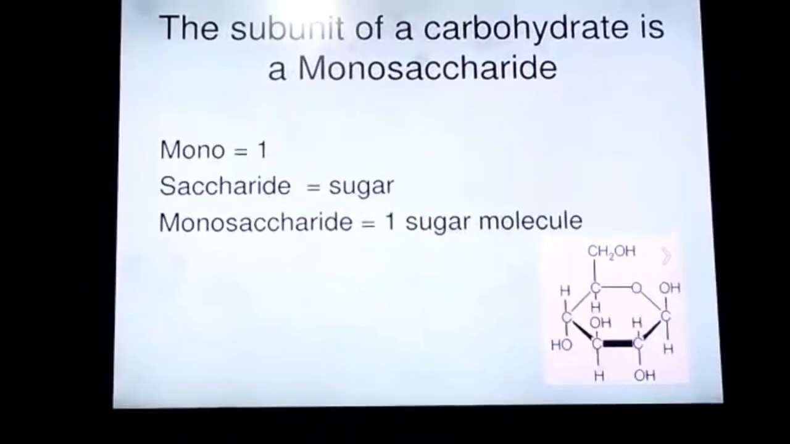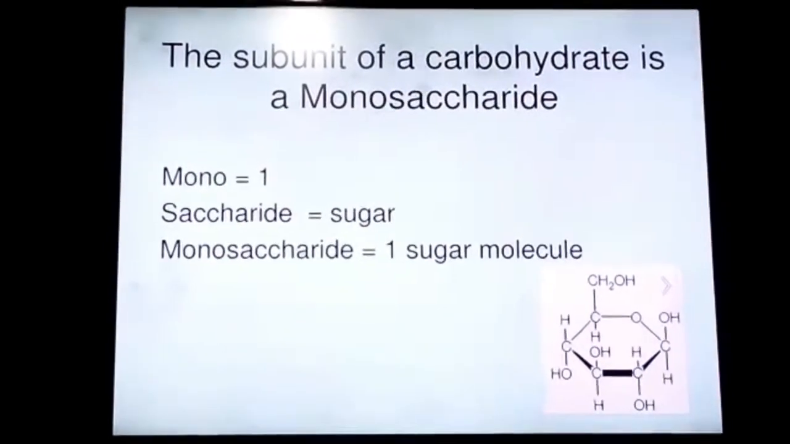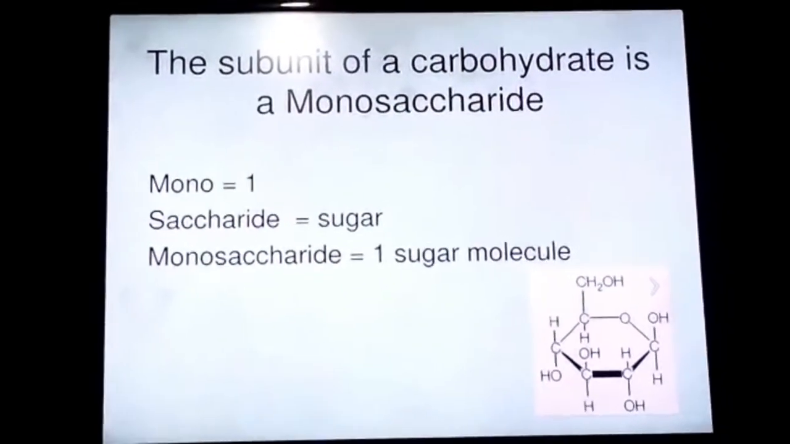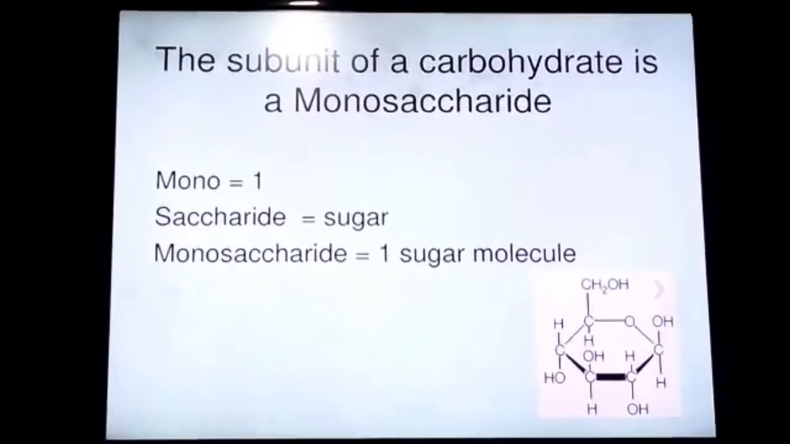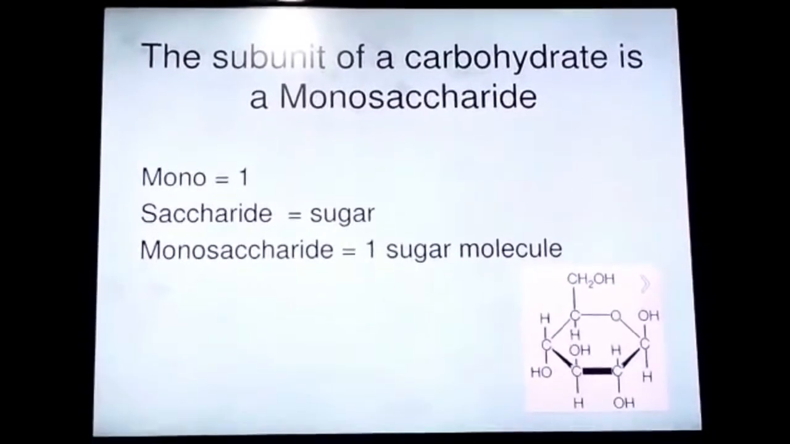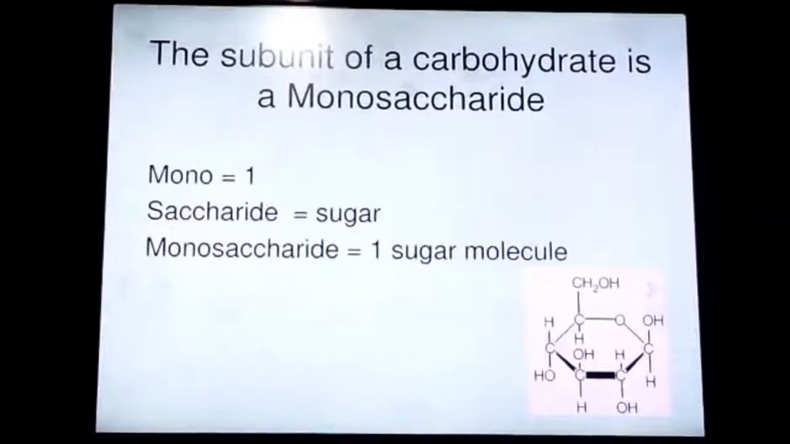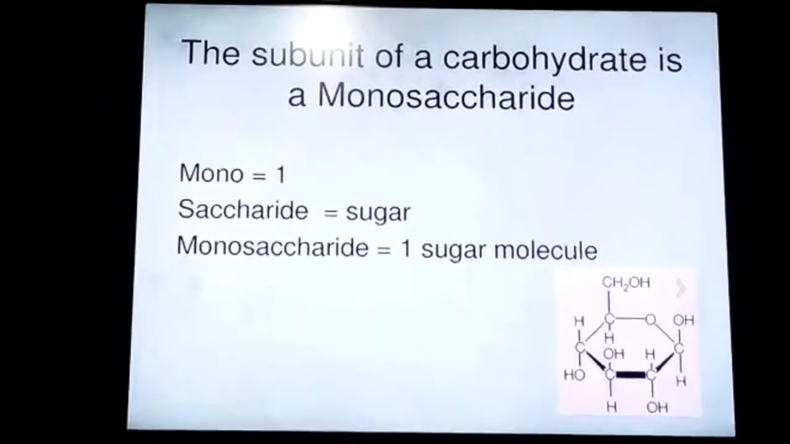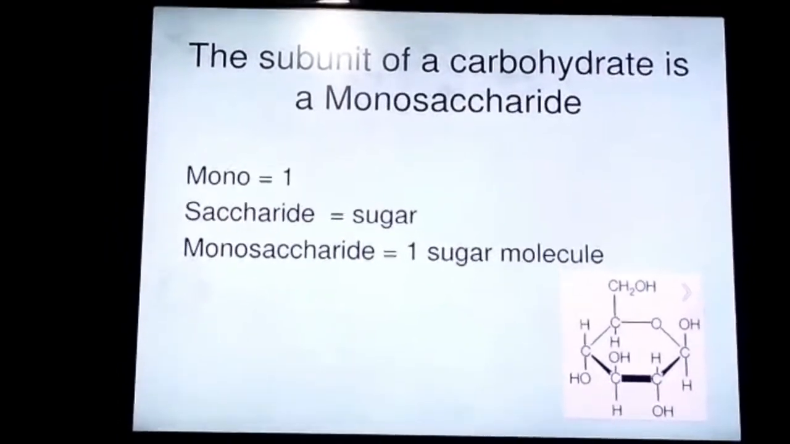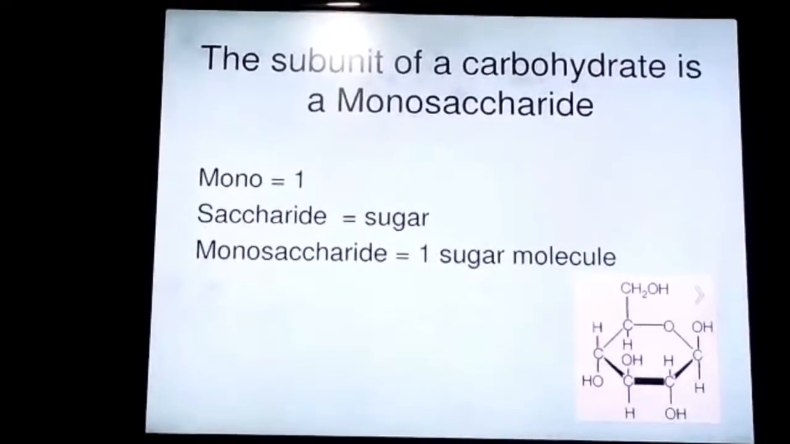The subunit of carbohydrates is a monosaccharide. Mono means one and saccharide means sugar. The monosaccharide is actually one sugar molecule which contains carbon bonding. Like in the diagram below, the structure in which glucose is present is a monosaccharide. There are six carbons present, and it's a ring structure.